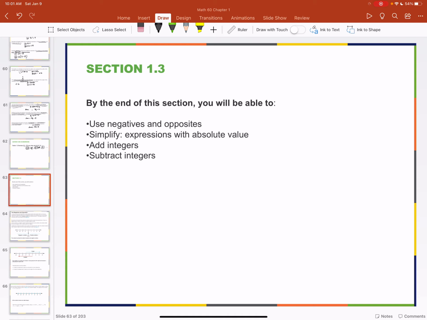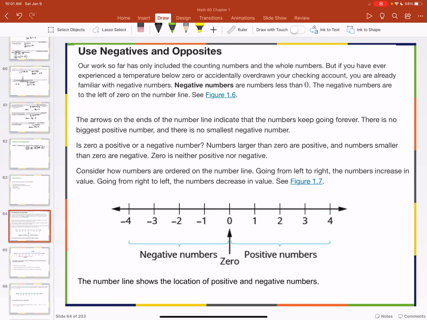And welcome to section 1.3, which deals with adding and subtracting integers. So what are our goals for this section? Our goals are to use negatives and opposites to simplify expressions with absolute value. What the heck is absolute value? And then, of course, to add and subtract integers. All right, so let's get into that.